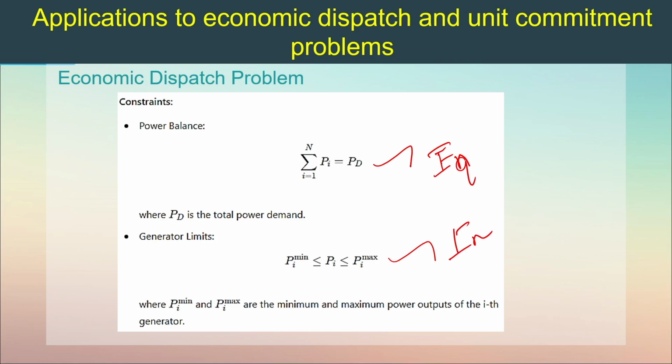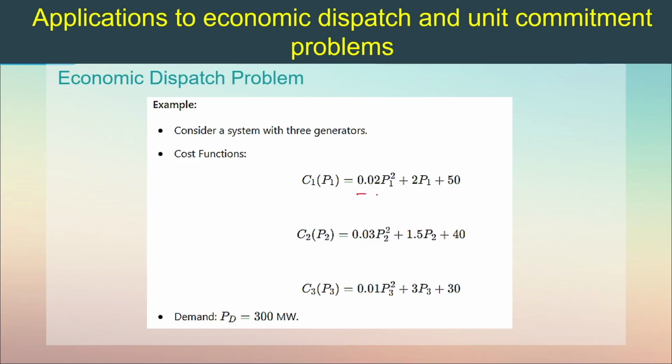What is the equality constraint? The equality constraint is otherwise called power balance, where the summation i equal to 1 to n of Pi equals Pd, where Pd is the total power demand. What are the generator limits? Pi is between Pi min and Pi max, where Pi min and Pi max are the minimum and maximum power output of the ith generator.